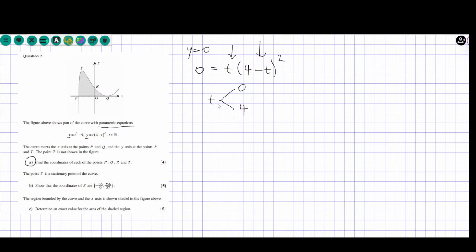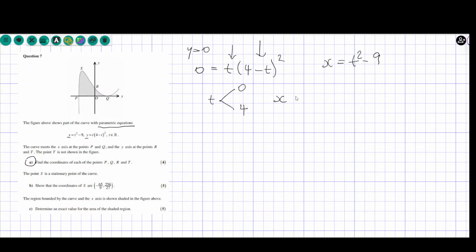And that's really cool. We've got the t that is involved with a y coordinate of 0. Now to get the actual coordinate, we can use that t value in the x part of the equation. So it says x here is equal to t squared minus 9. So for every value of t, there is an x and a y. So we just use the equivalent value.